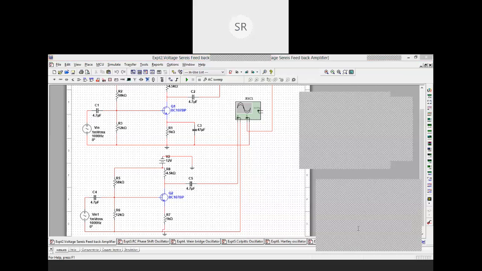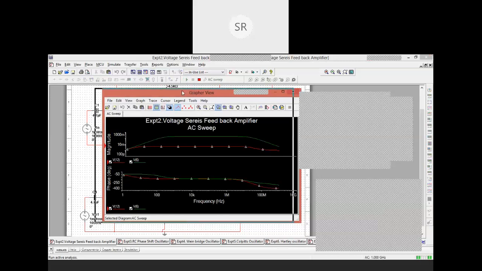Okay, right. The topmost circuit is the voltage series feedback amplifier without feedback. The bottommost circuit is the voltage series feedback amplifier with feedback. In without feedback, the bypass capacitor is connected across the bypass resistor. In with feedback, the bypass capacitor is removed. This circuit provides voltage series feedback. Here I am going to simulate this experiment.